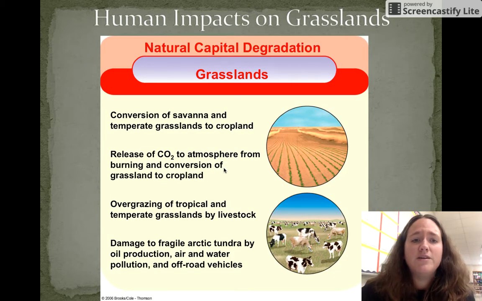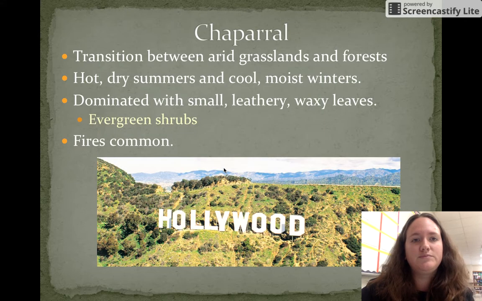Some human impacts again on grasslands. Mainly we are converting them into cropland and for agriculture and pastures. And so we're pretty much taking them over, digging out any of the grasses that are there, and we're introducing new species as well. The chaparral is your transition boundary between grasslands and forests.